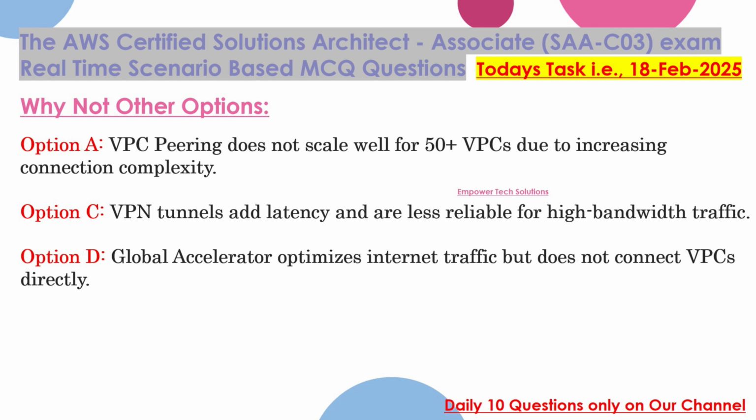Why not other options? Option A. VPC peering does not scale well for 50+ VPCs due to increasing connection complexity. Option C. VPN tunnels add latency and are less reliable for high-bandwidth traffic. Option D. Global Accelerator optimizes internet traffic but does not connect VPCs directly.